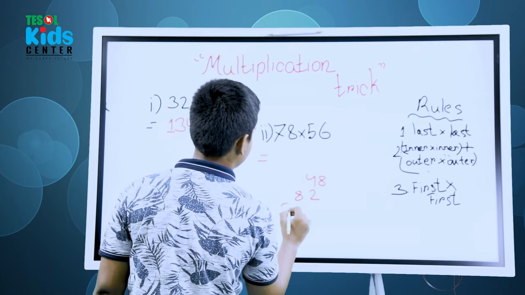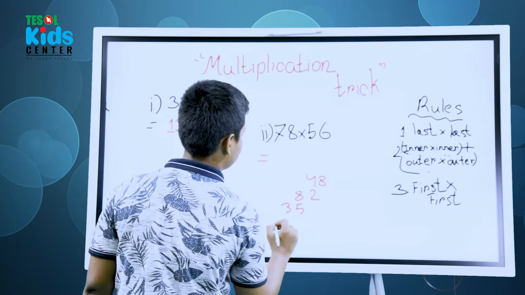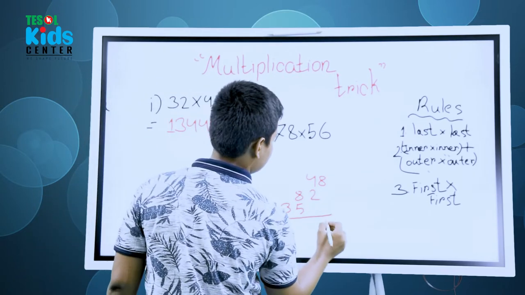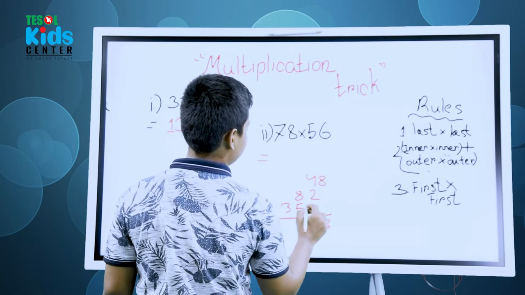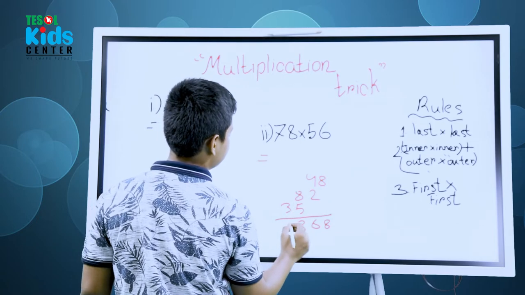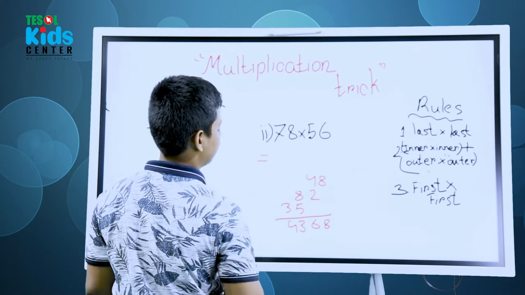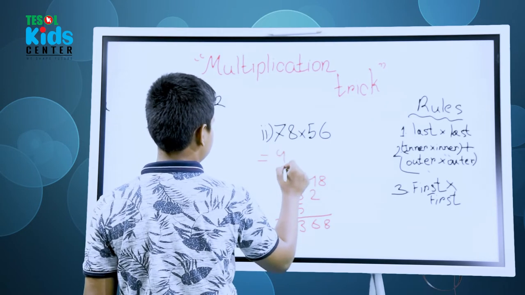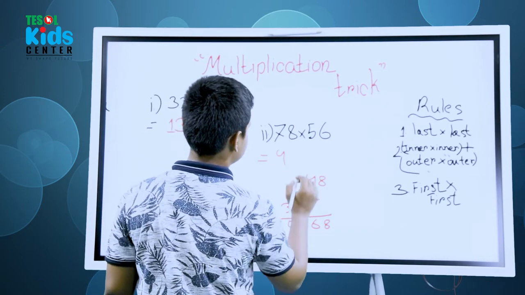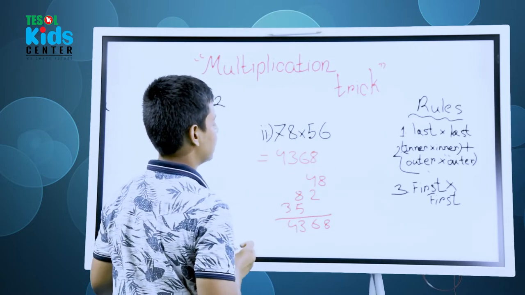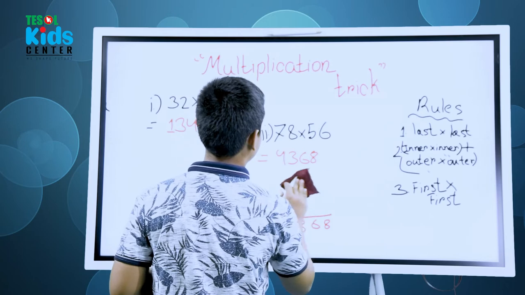7 5s are 35. Just putting the numbers in front of them, then we will add it. 4 plus 2, 6, 8 plus 5, 13, 3 and 1 there goes 4. So it makes 4368. And it's correct. So let's go for the next one.